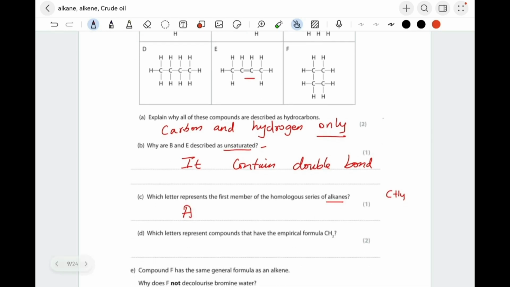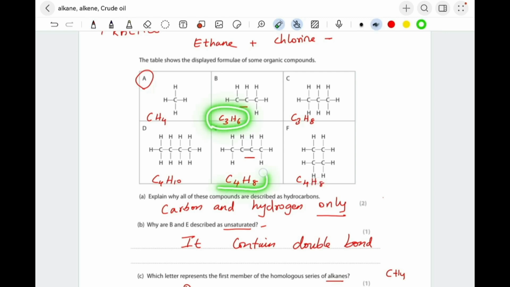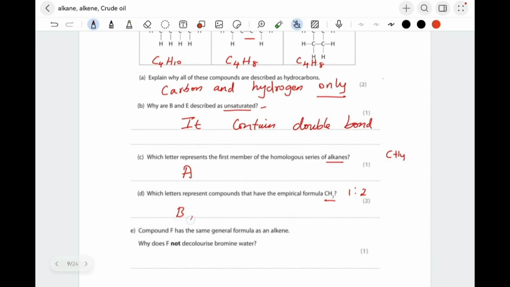Which letter represents the compound that has an empirical formula CH2? CH2 is in the ratio of 1:2. So for this question, find the molecular formula for the given compounds. Just count and write the number of carbon and hydrogen. The next one is C3H6, C3H8, C4H10, C4H8, C4H8. So we can clearly see B, E and F are 1:2 ratio. So the answer is B, E and F.